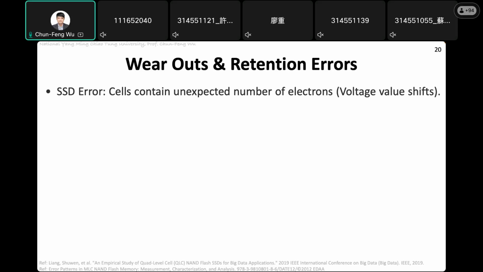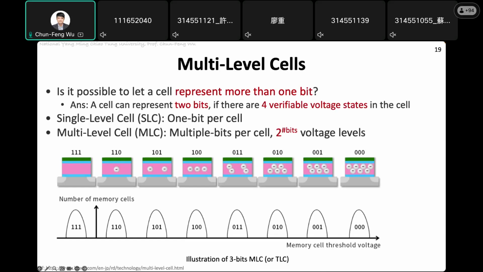But think about it if you are going to represent a TLC, there are 8 different states here. So this state and this state, the number of electrons between the two states will be very close. Even if you get a little bit more voltage for this state, it will be very similar to that state. So the same thing, for this 010, if some of the electrons flee off from this substrate, then this state will just become this 011.